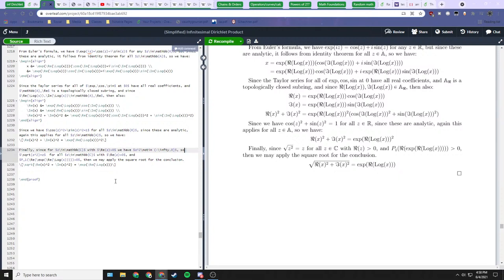So square root of z squared equals z, and also square root of z squared is z being analytic. So then this applies for any z in A with the real part of p1 being positive.